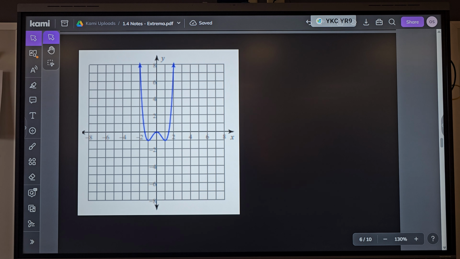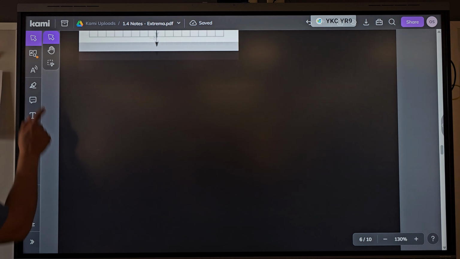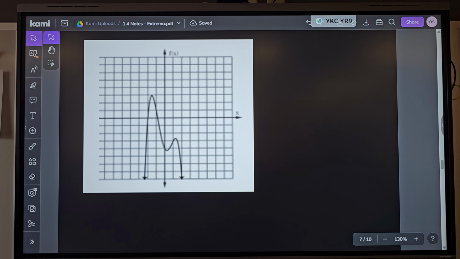Line. And more specifically, what kind of line? If I fold it like this, it's the same. Last one. Neither. Okay, you guys got it. Any questions on symmetry?